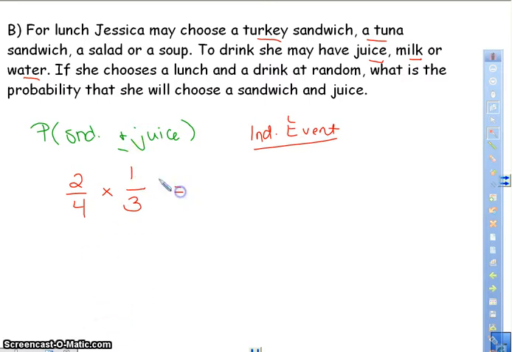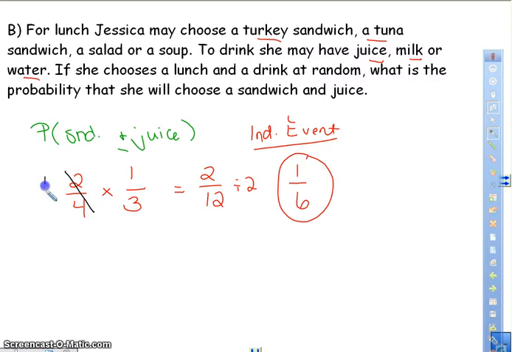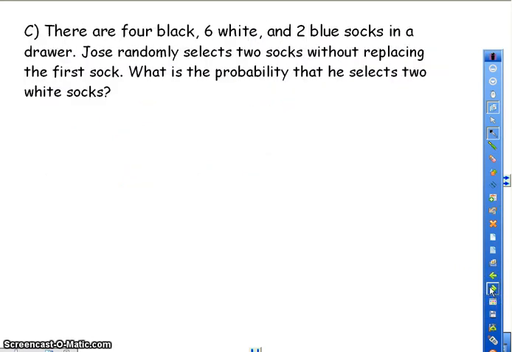So I'm going to multiply them together. 2 times 1 is 2. 4 times 3 is 12. And I can simplify this as well to get 1/6 as my answer. You'll notice that I could have just written this as 1/2, which is its simplified form, and I would have gotten 1/6 as well. So whether you simplify it or not in the beginning is not important as long as your answer is simplified. Once again, independent because one does not affect the other.